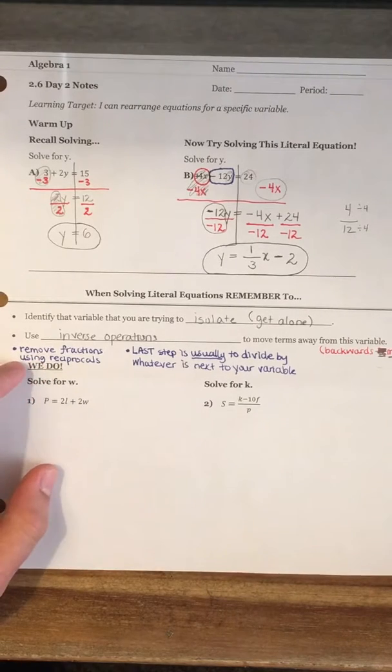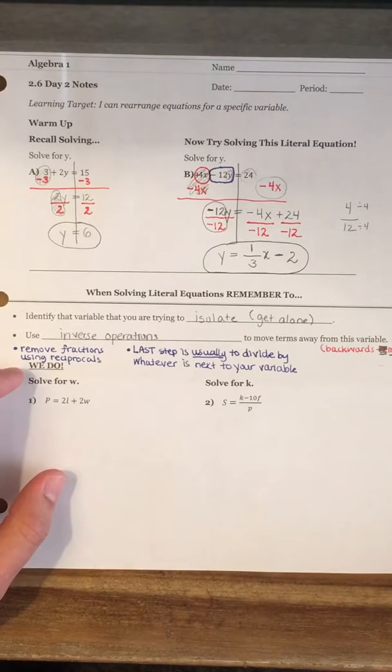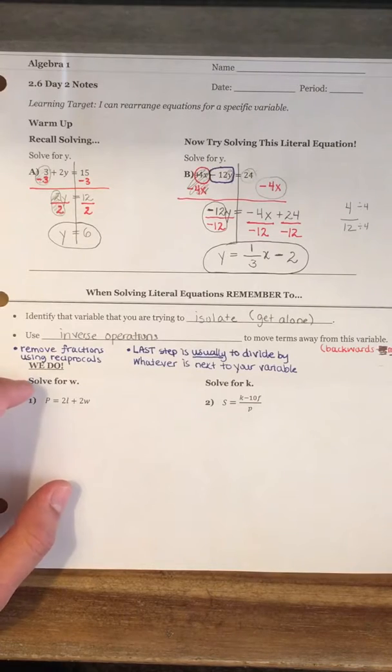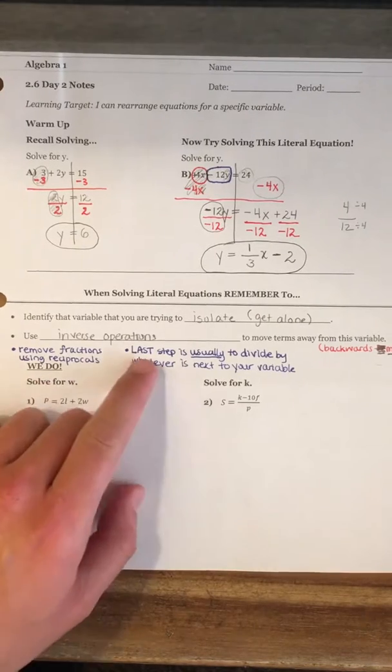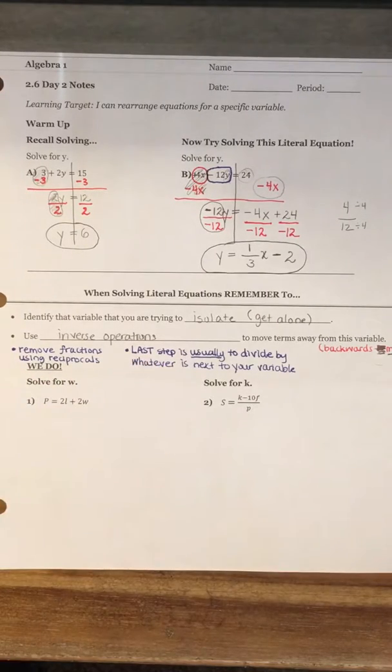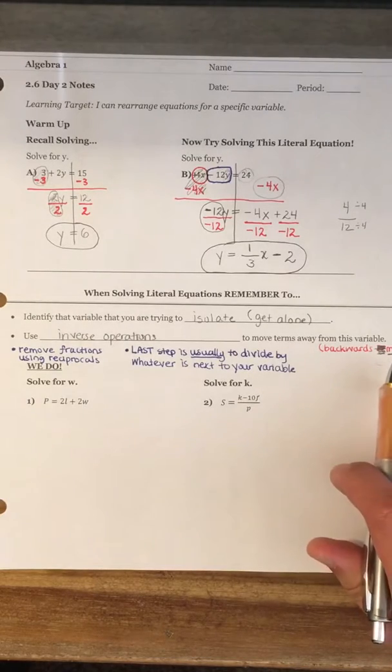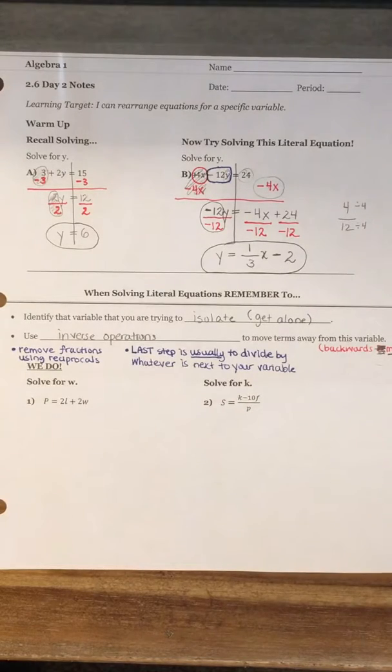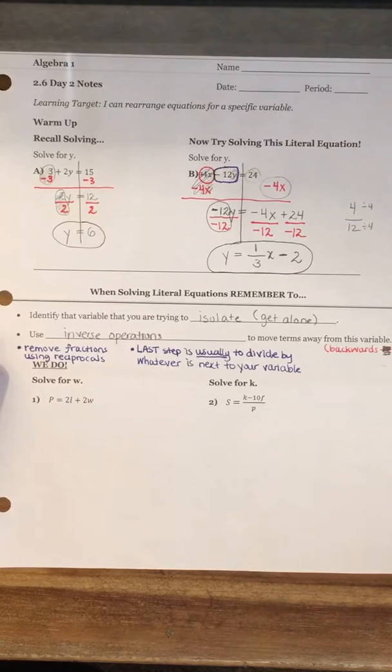Just a little bit of advice with fractions. In order to get rid of fractions in your problem, we will always be using reciprocals. And then just a little last hint is that the last step will be to usually divide, sometimes multiply, by whatever is next to your variable. But again, it's usually division. So let's look at some sample problems down below, starting with number 1.